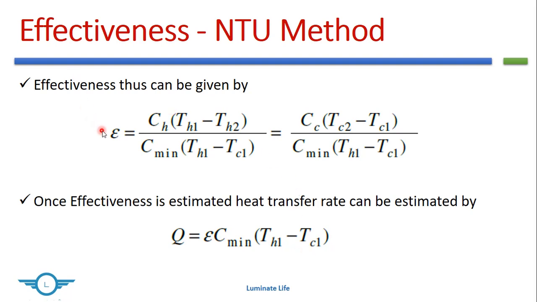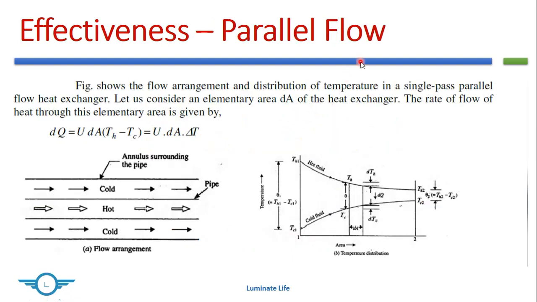Okay. Now the problem here is this effectiveness is represented in terms of temperatures, and of these temperatures two are not known, which is the hot water outlet temperature as well as the cold water outlet temperature. So we need to modify the effectiveness equation in such a way that it is independent of temperature. Now this we have to do for both parallel flow as well as counter flow heat exchangers. So first we will discuss parallel flow.